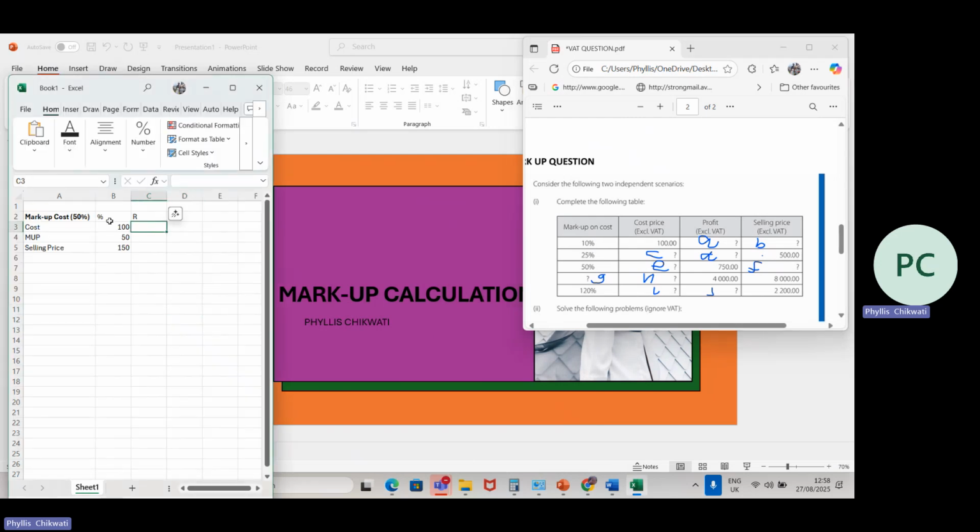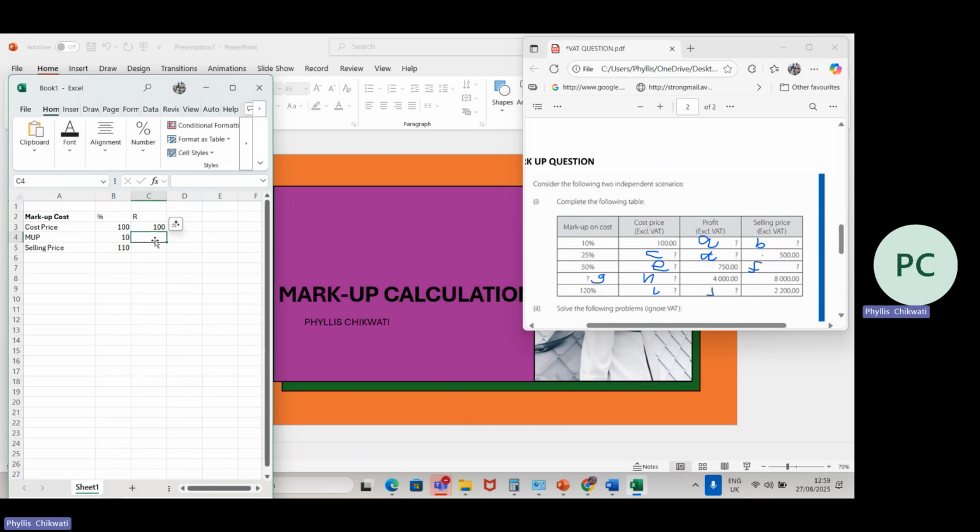Okay, so let's assume that in this question our markup is on cost, and our markup is 10%. We already know that if our markup is on cost, our cost price percentage will be 100%, and our markup will be given to us. So we're just going to plot it here. Your markup on cost, your 100 plus your 10, that should give you 110. Then the cost price in rand is given to us as 100 rand.